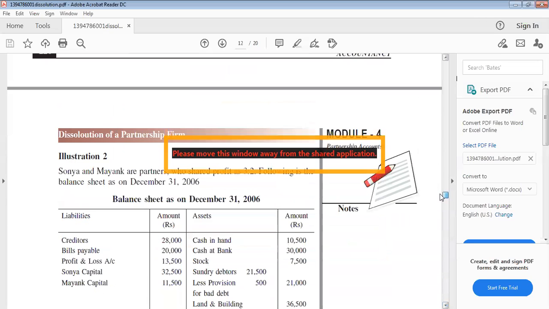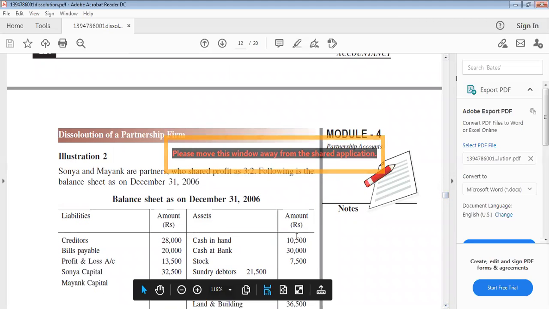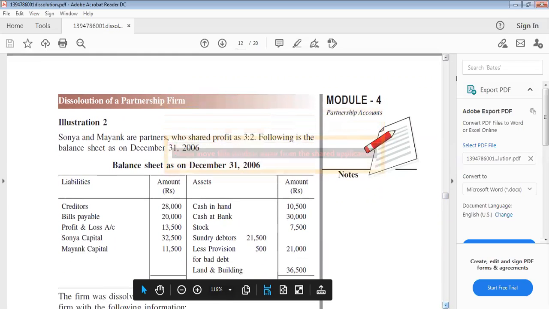See it here? $32,500 and the 11,500, right? Good.